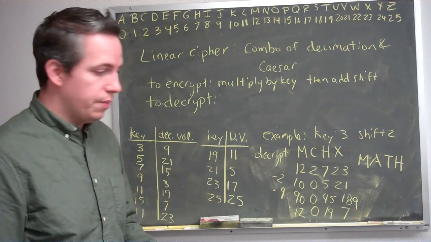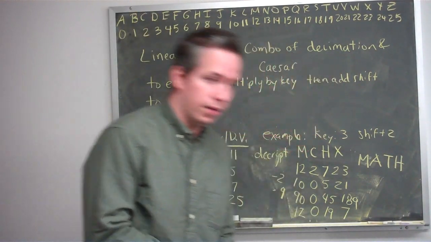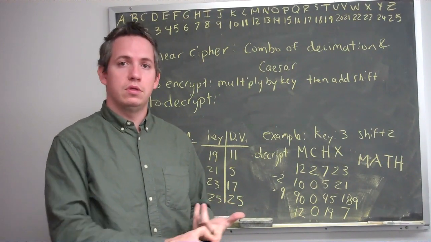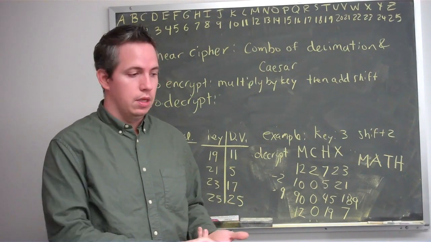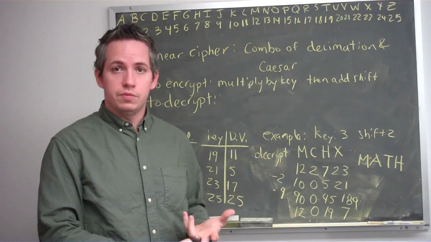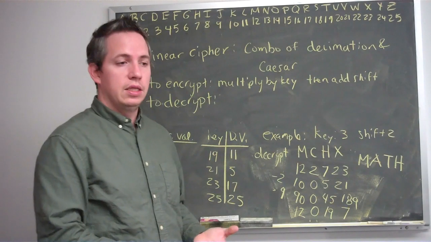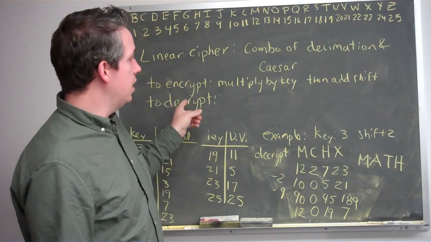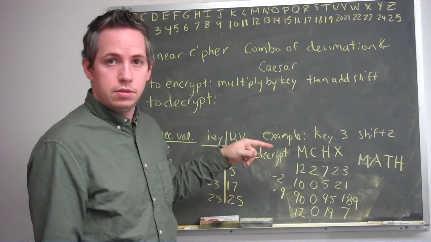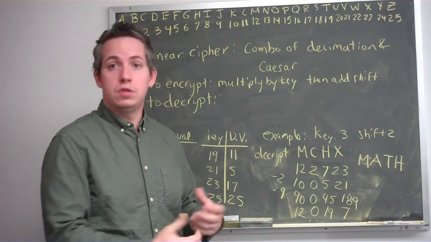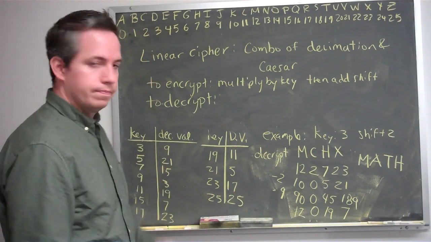So, to sum up all the crypto systems we've talked about completely: Caesar cipher, to encrypt you add a shift, you subtract the shift to decrypt. Decimation cipher, you multiply by the key to encrypt, you multiply by the decryption value to decrypt. In linear cipher, you multiply by the key and then add the shift to encrypt; you subtract the shift and then multiply by the decryption value to decrypt. Good.